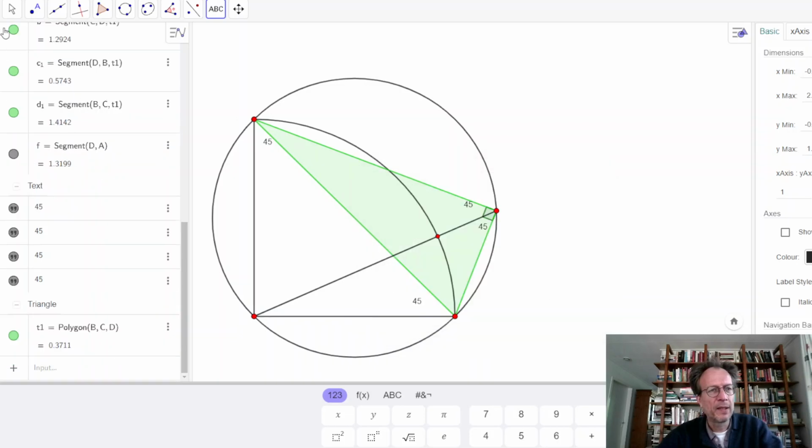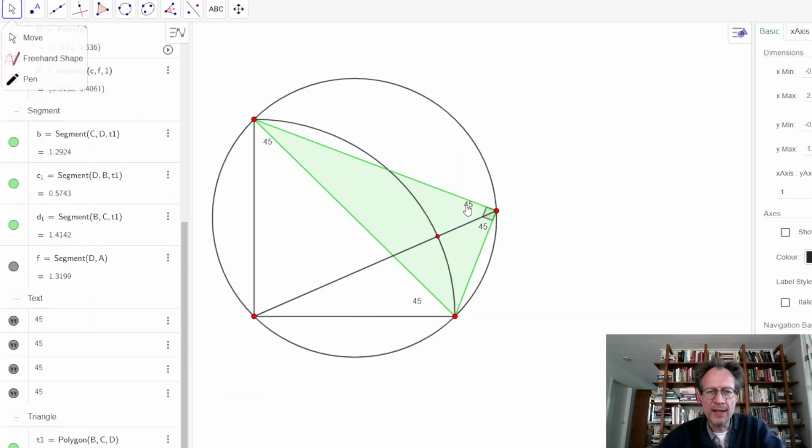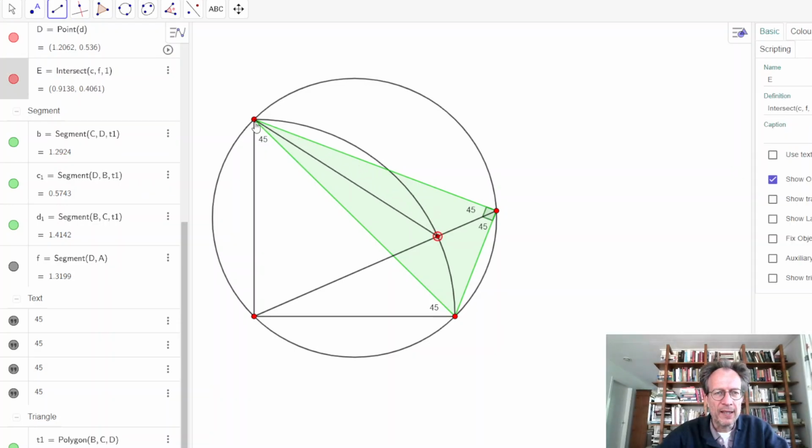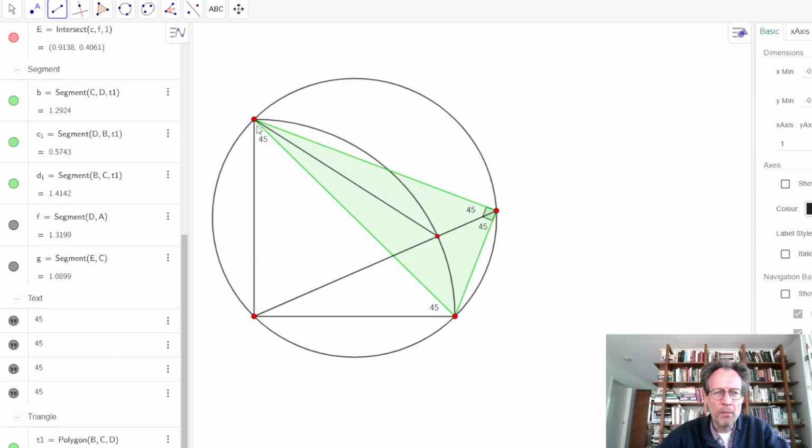So we have immediately established that indeed this line segment bisects the right angle over here. So we're halfway. Now we're gonna look at this line, and we're gonna prove that it also bisects this angle.